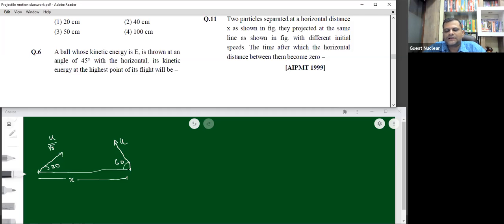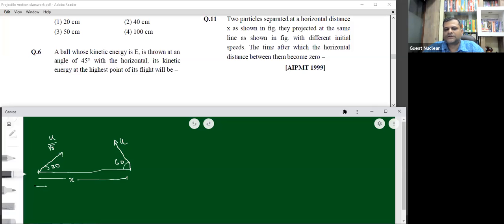So basically क्या है ना कि इसका ये फर्स्ट वाला जो पार्टिकल है इसका आगे बढ़ने का जो वेलोसिटी है, मतलब horizontal velocity जो है, horizontal component of velocity that can be obtained to be u by root 3 into cos 30. Correct है?